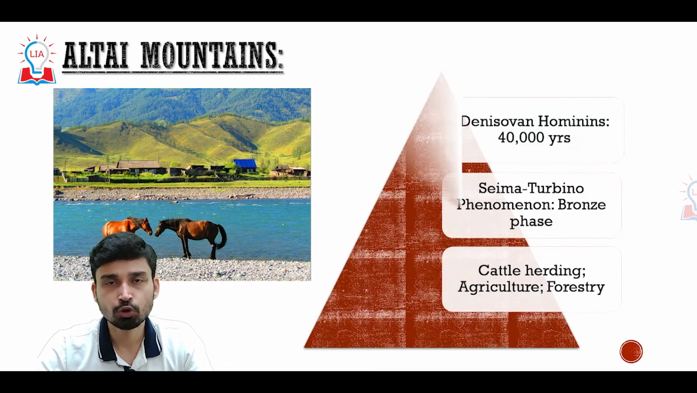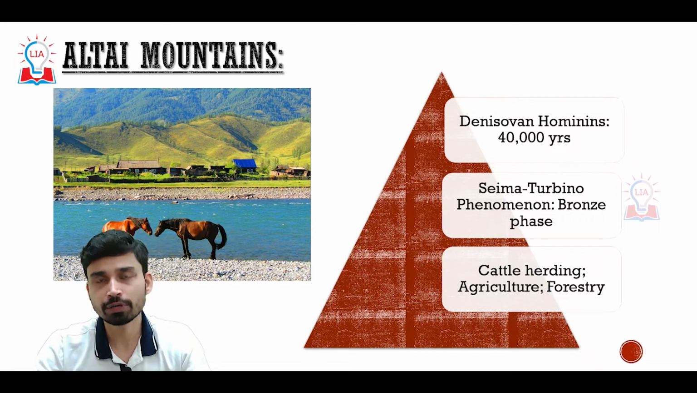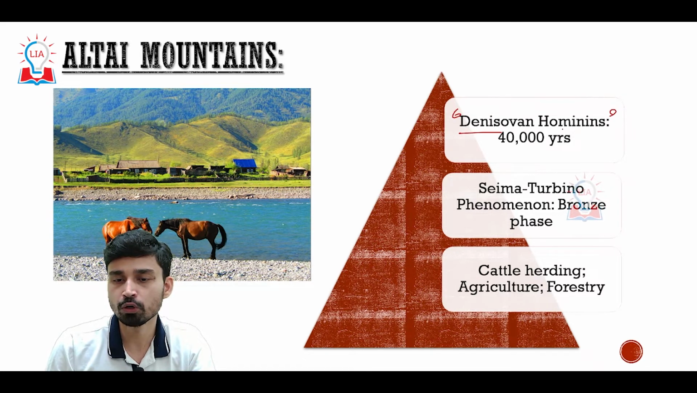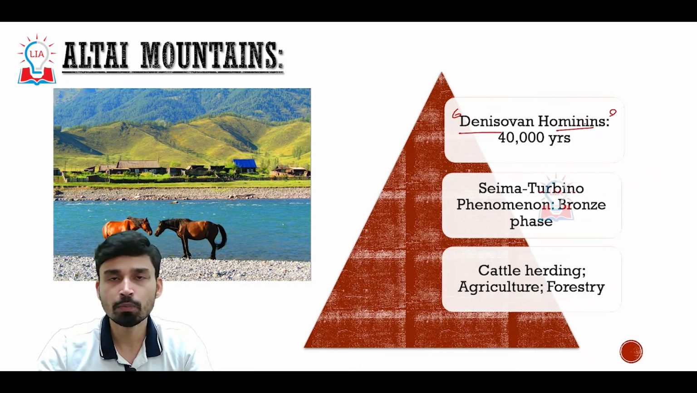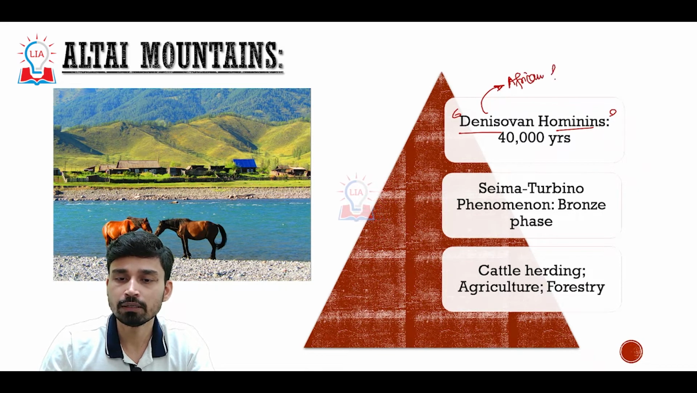Further, geologically and historically, if we try to understand this Altai mountain, it is believed to be the home of Denisovan hominins. Denisovan hominins are believed to have existed around 40,000 years ago, and they are believed to be contemporaries of the hominins that are Neanderthals.